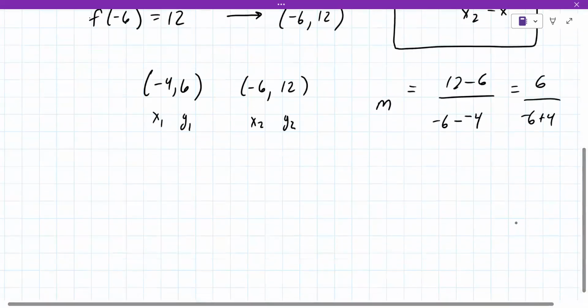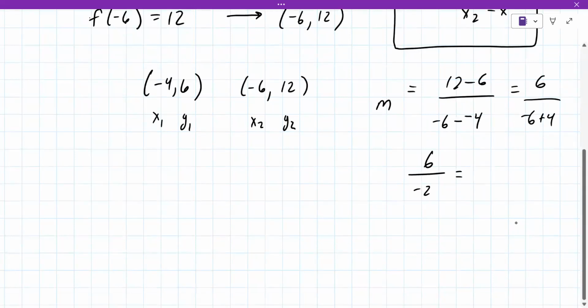Yeah, 6 over -2, which is negative. Because usually though, if you were doing that, it would add up to -10, right? If it was -6 minus 4, yes. I thought that was the same thing. Yeah, two negatives make a positive. You know that.